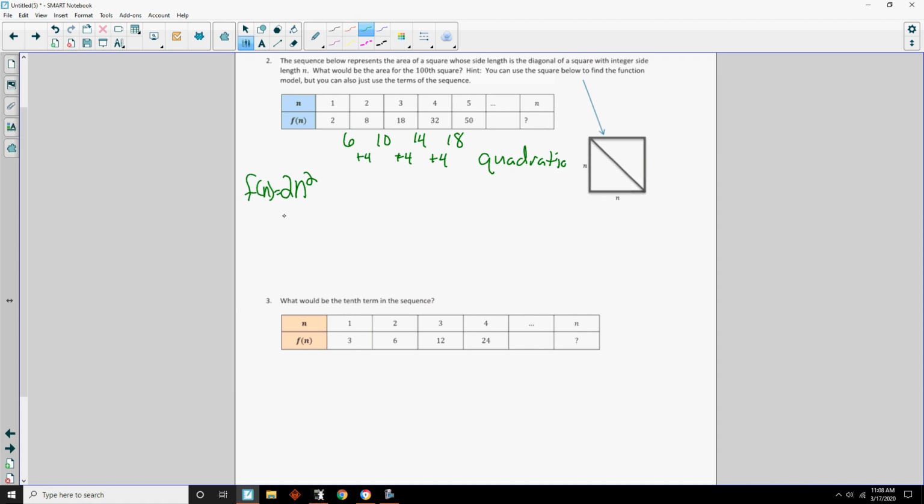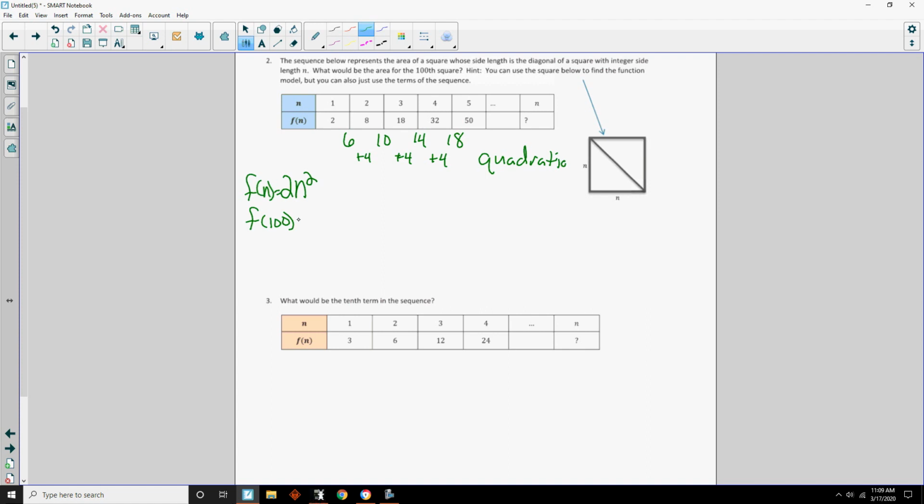So now that I've checked that, I didn't write down what I checked, but you saw what I was doing. If I plug in 5, 5 squared is 25. 25 times 2 is, in fact, 50. So now I have this formula, and now I can answer the question. What would be the area for the 100th square? Well, that would be f of 100.